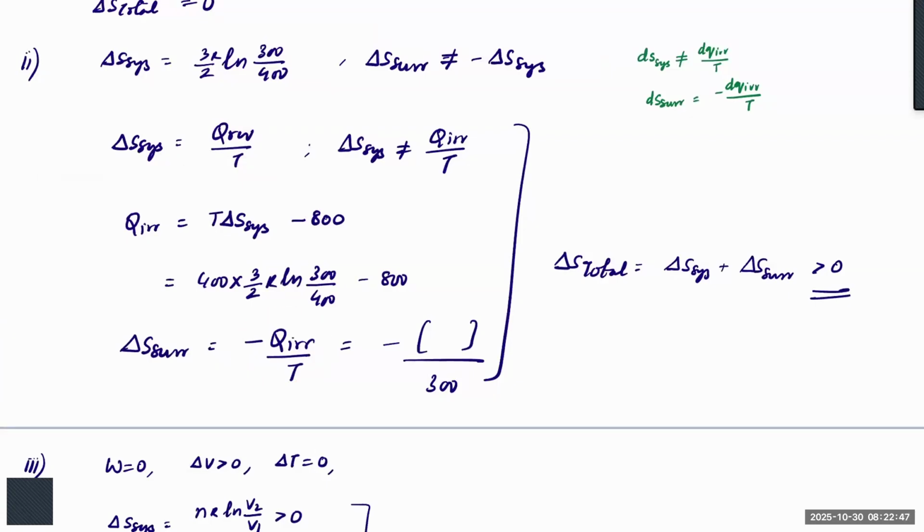So now if you substitute all of that, you'll get delta S of the system plus delta S of the surrounding, and it has to be greater than zero. Then only we say it is favorable as per the thermodynamic second law.